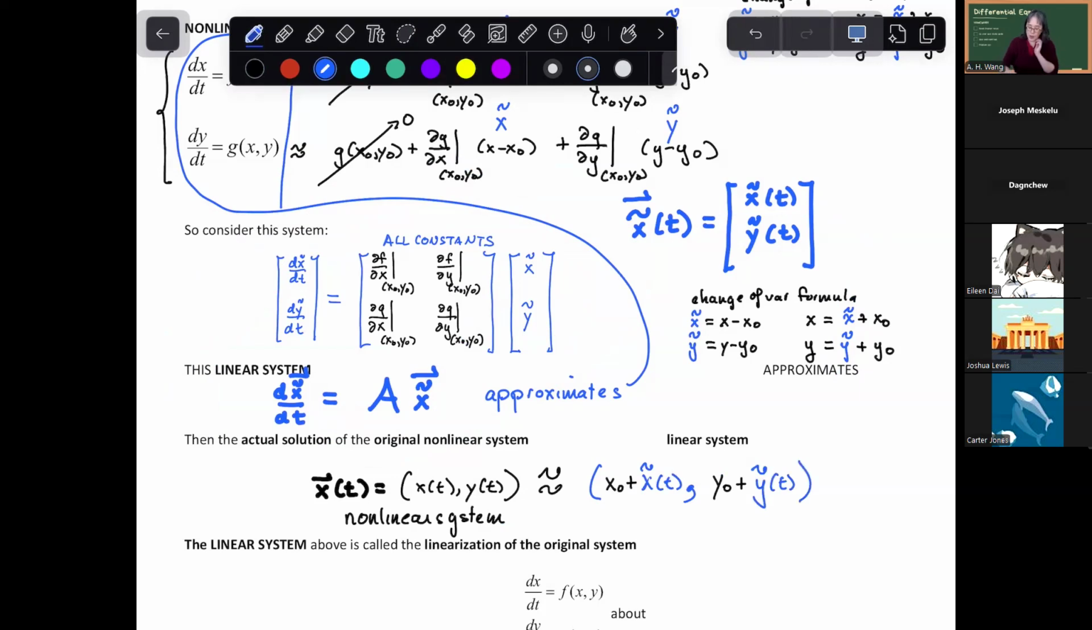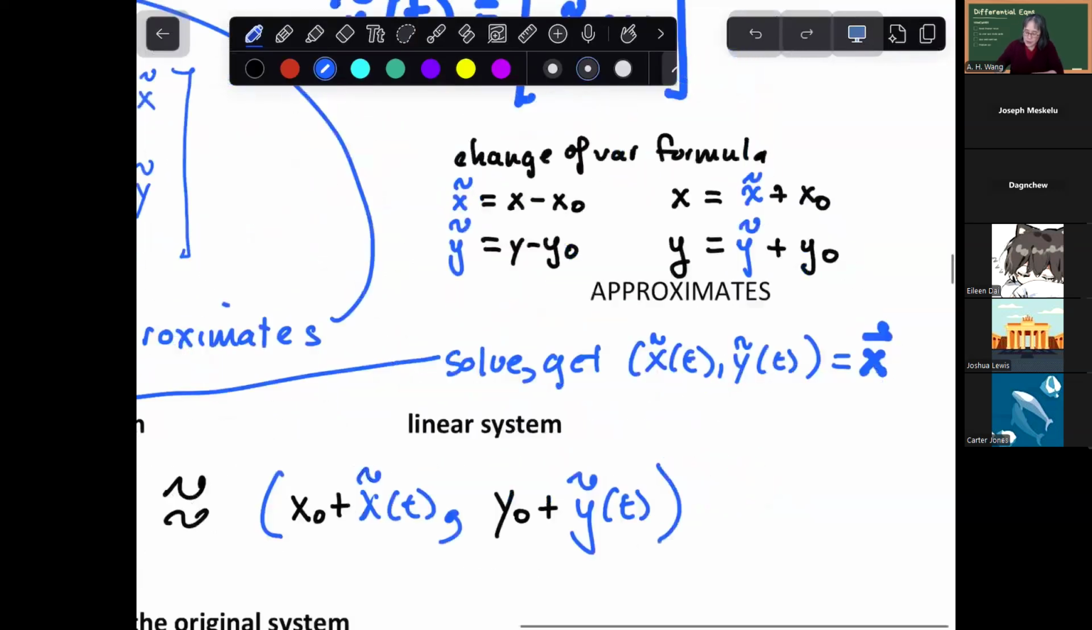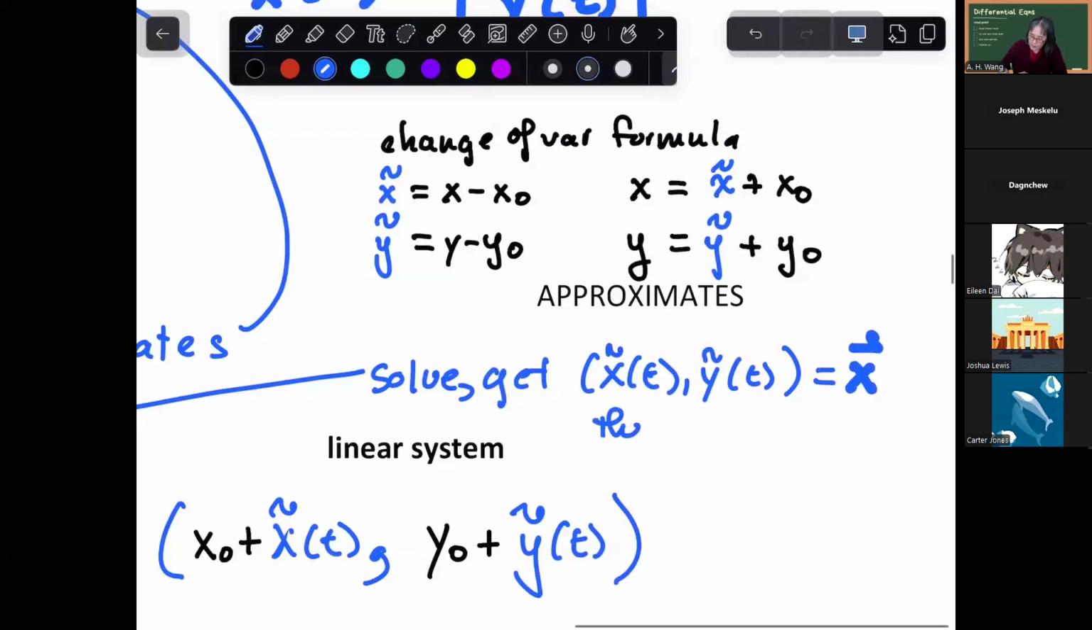Okay, so you're going to solve this, right? And get x tilde of t, y tilde of t. Get the solution for the linear. All right. And then once you have that, if you stick it here, do you see that that is going to approximate the nonlinear? Okay, so I'm just going to say, this is the solution of the linear system.